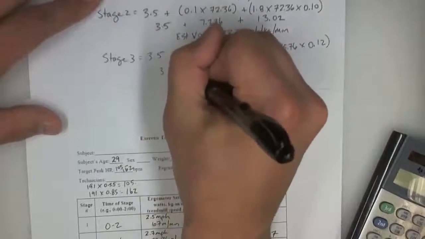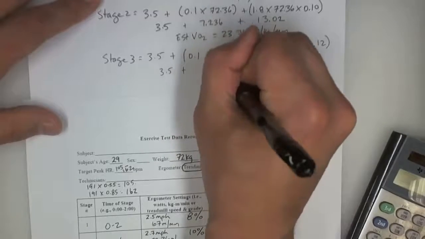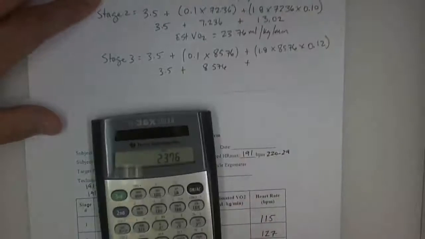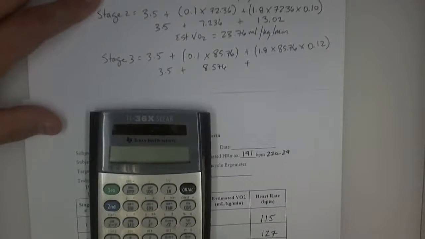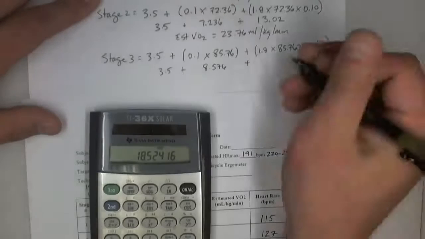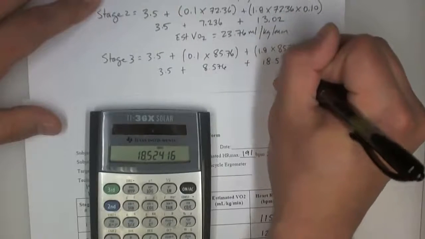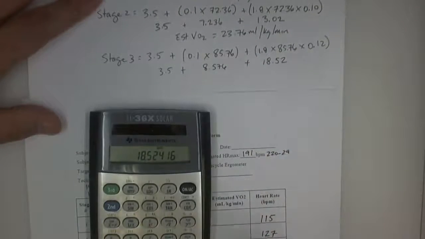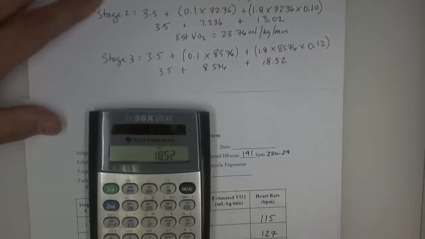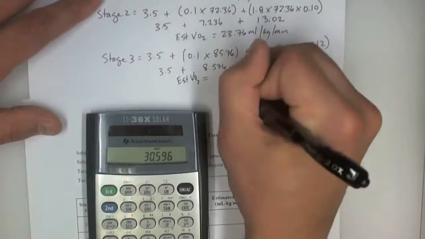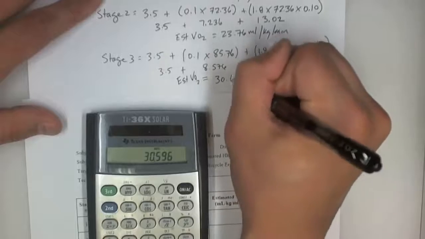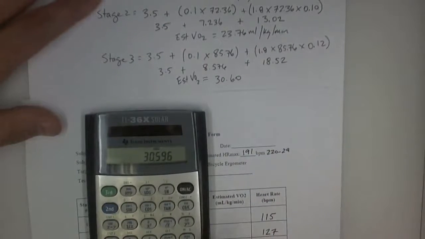So 3.5 plus, I'm going to do the short way, 8.576 plus 1.8 times 85.76 times 0.12 gives us 18.52. And then we'll add those three together. 3.5 plus 8.576 plus 18.52 gives us an estimated VO2 of 30.60 if I round that to 2 decimal places.